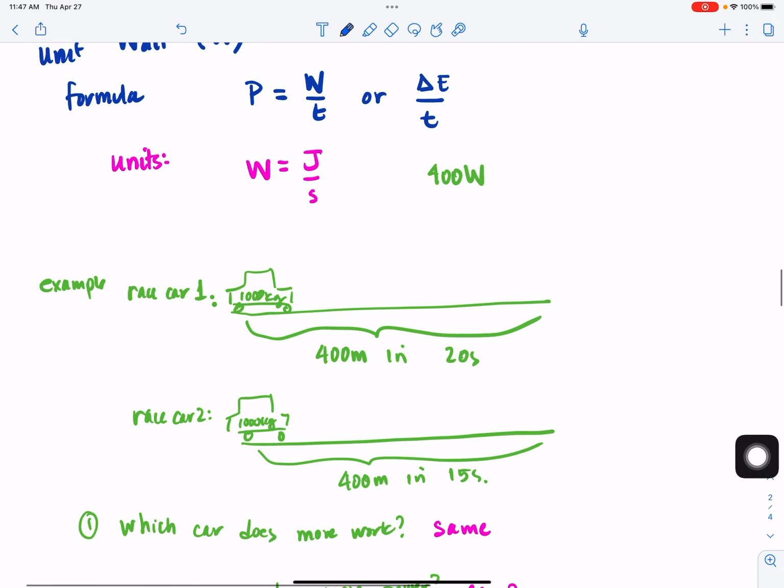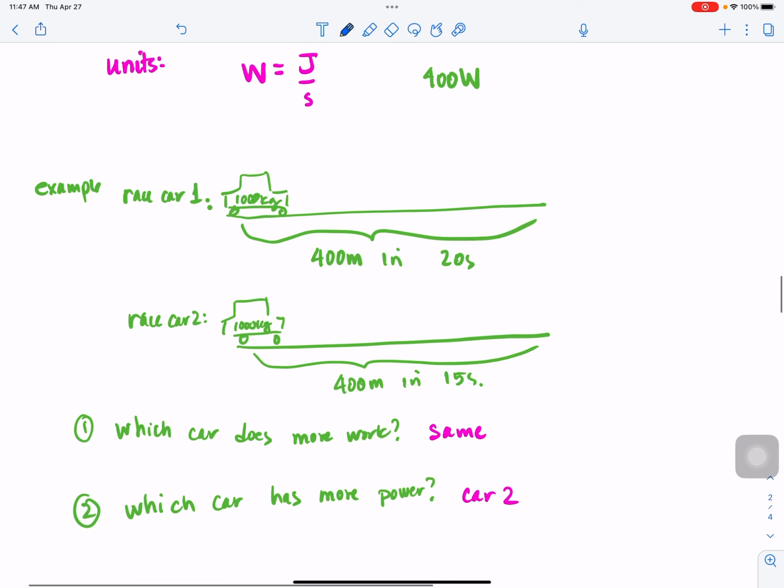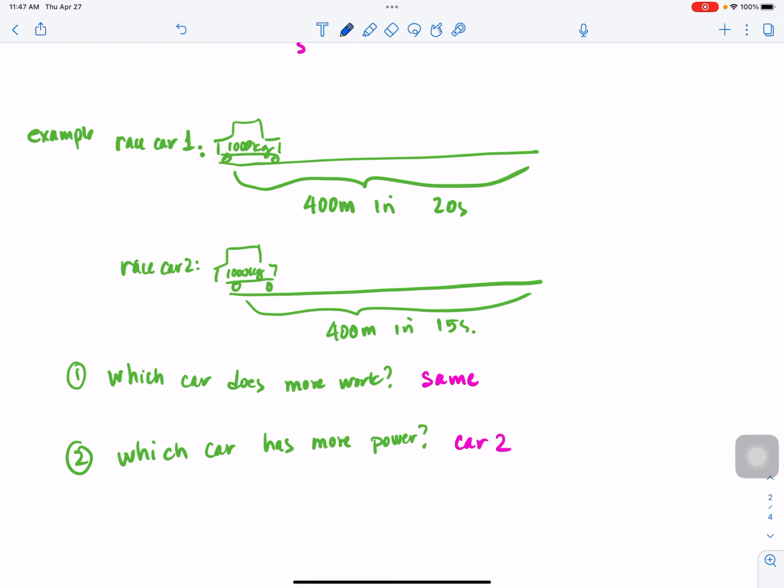Okay, there are two ways to think about power. One of the ways to think about it is in terms of just looking at the parameters like we did with Trevor. So I've got race car 1, it has 1,000 kilograms and it goes 400 meters in 20 seconds. Race car 2, also 1,000 kilograms, it goes 400 meters in 15 seconds.